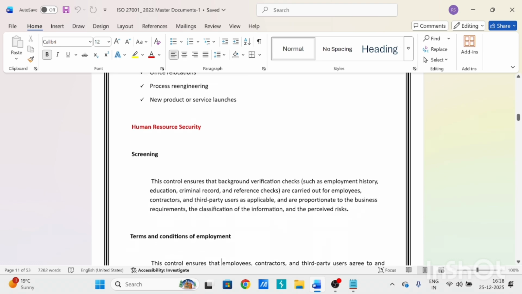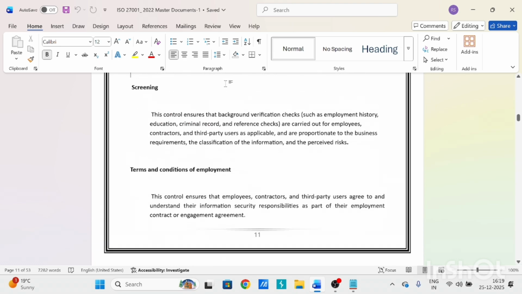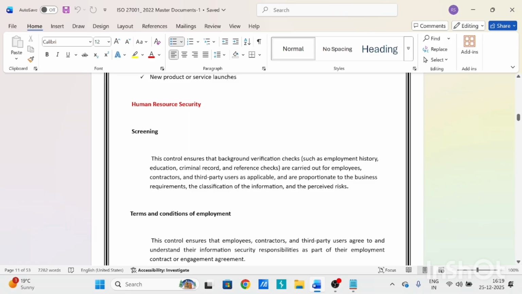Human resources security is most important. It means they are screening the resources who are supposed to deal with your customer data, your business data, your PII data, etc. This control ensures that background verification such as employment history, education, criminal record, and reference checks are carried out for employees, contractors, and third-party users as applicable, and are proportionate to the business requirements, the classification of the information, and the perceived risk.